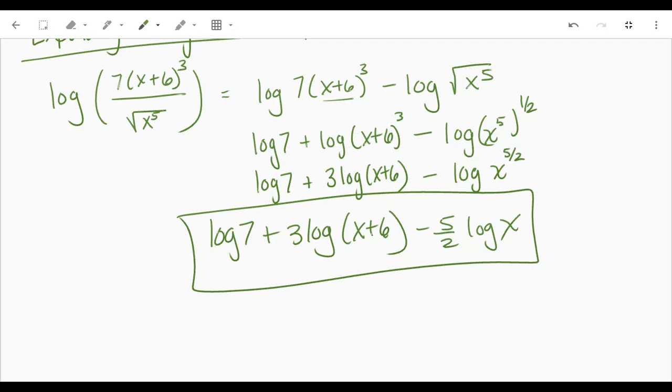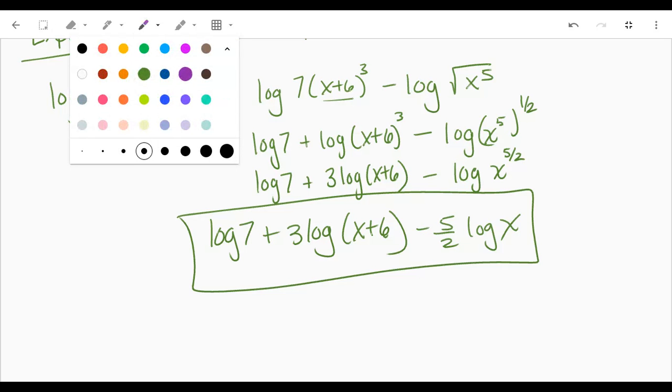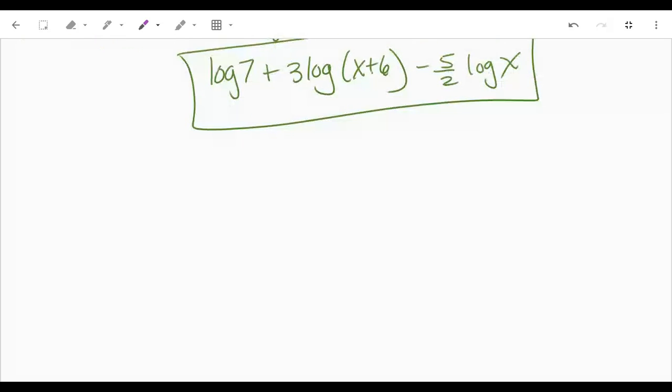But also just to make sure that we're getting all the problem types. Let's see, next one looks pretty similar. Okay, here's a different one a little bit. This next one is log big square root x plus 4 to the 5th over x cubed.